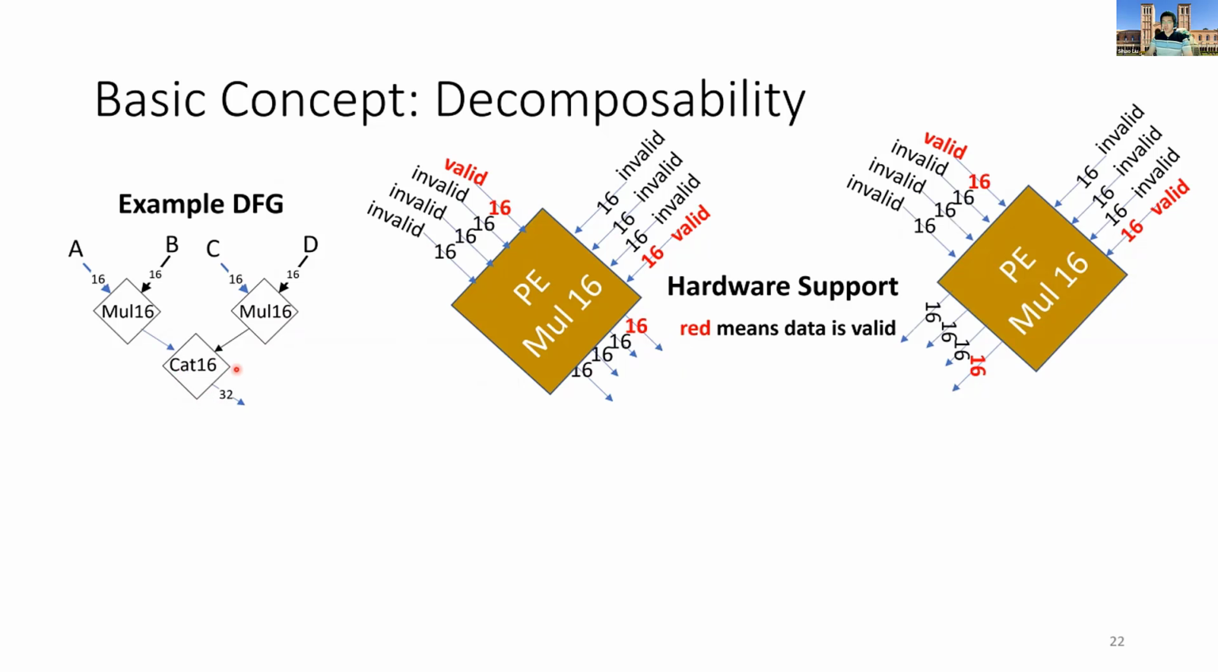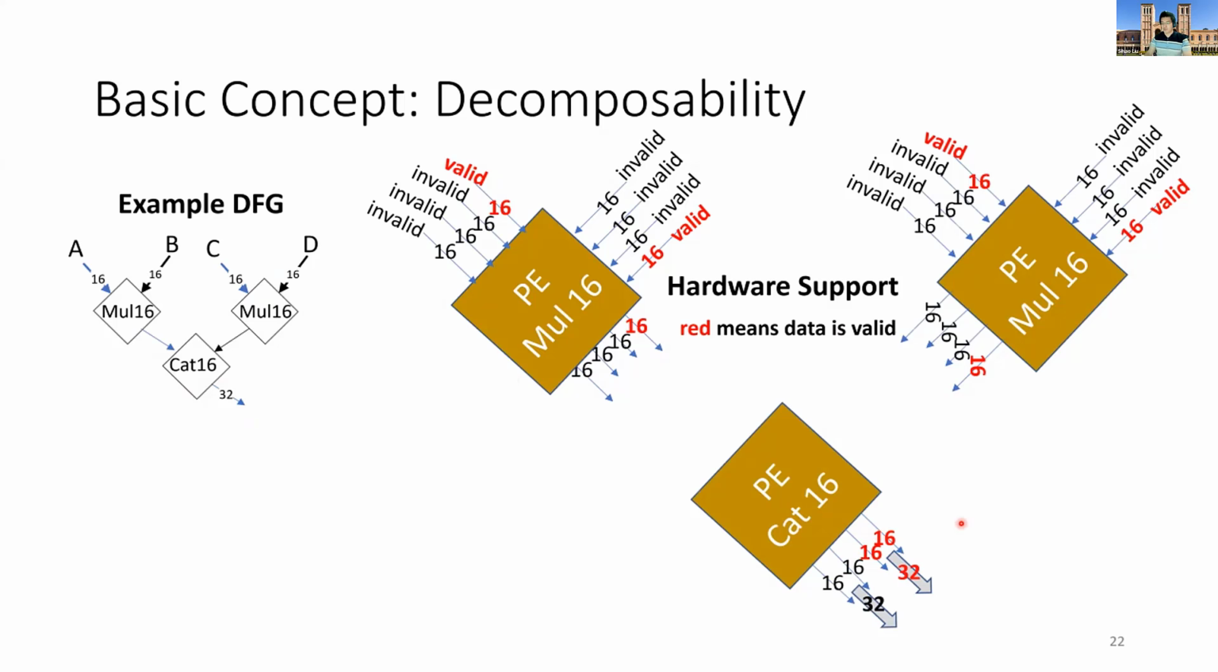But how can we produce the 32-bit result? We need a concatenator, right? So the concatenator will still have 16-bit granularity, but we actually have two 16-bit outputs valid, so you can have a 32-bit result. And how we do that is that for one of the inputs, the second 16-bit input will be valid, and for the other one, the lowest 16 bits will be kept valid.